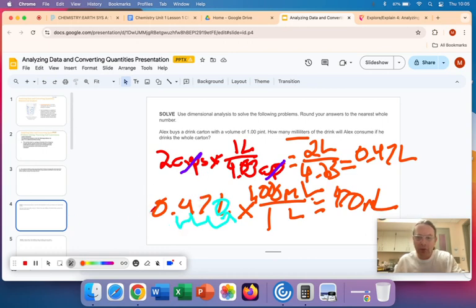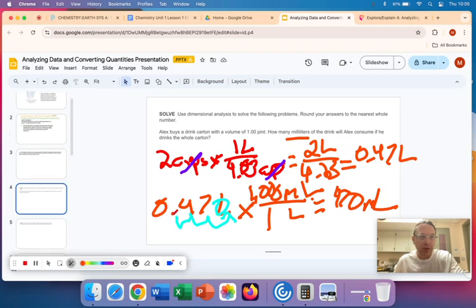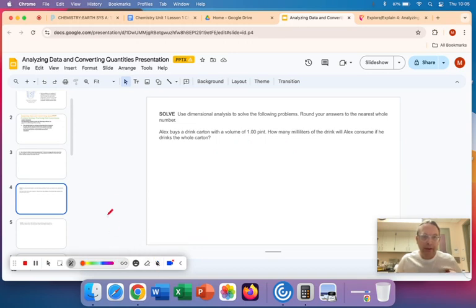Okay, I did the whole thing for you. So let's see, I'm going to clear, great. And now the next one. Alex bought a drink carton with a volume of 1 pint. How many milliliters will he consume for 1 pint? Oh wait, sorry, we just did that one.